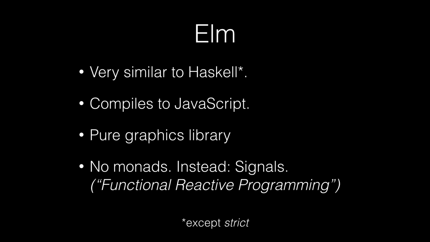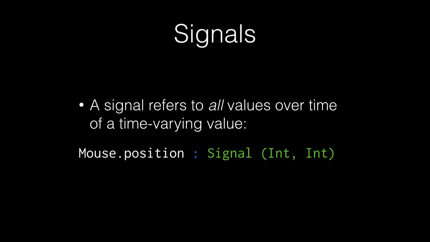Instead, how it exposes effects to the programmer is with signals. Signals are just an abstraction for time-varying values. They're really quite interesting because a signal is kind of a collection. It's kind of like a list. But a single value that's a signal refers to all possible values of a time-varying value. So if I ask for the mouse position in Elm, as you can see, it's a signal. These are all possible mouse positions ever, right? Not a single mouse position. Other libraries might give you just the latest mouse position. These are all mouse positions.